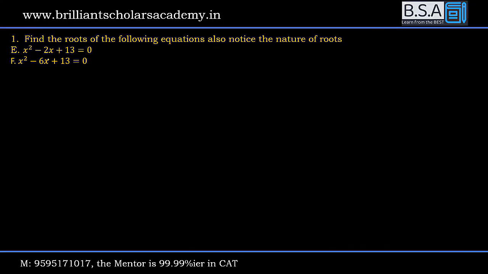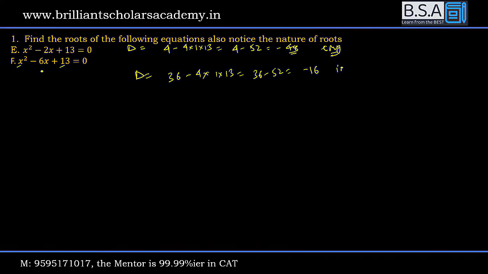Here you notice the delta for the first equation. This is b square minus 4ac. So here that is 4 minus 52, which is minus 48. So roots are imaginary. For the second one, what is delta? Middle ka square 36 minus 4 into first into last, 36 minus 52, minus 16. In both cases, roots are imaginary.